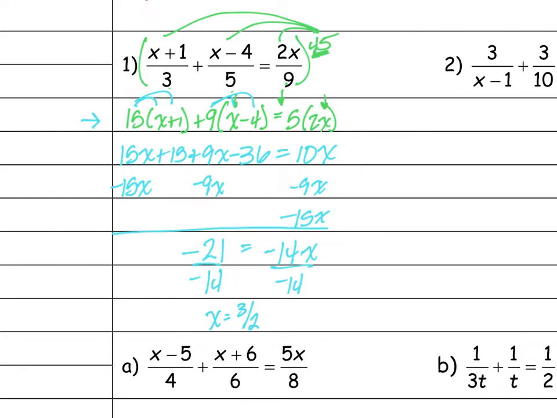Questions? Wait, where did 21 come from? 21 came from 15 minus 36. Oh, okay. Justin, are you okay with that? Anybody? Questions? We're going to do another one, so don't freak out yet. Okay?